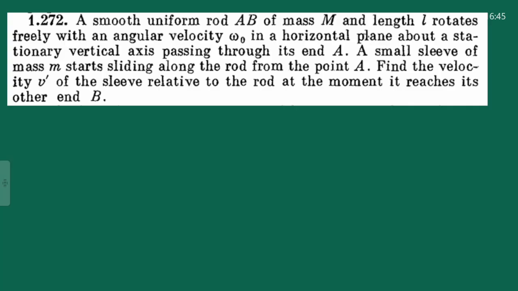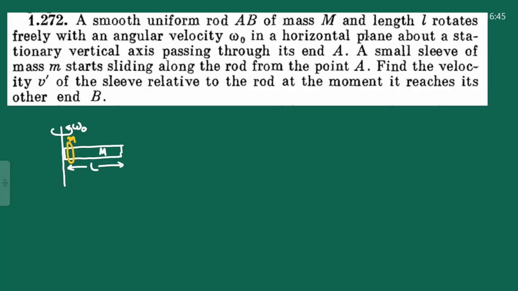Okay. In this question, there is a rod AB out here. The mass of the rod is capital M and the length of the rod is L. And this rod is rotating about this axis with angular velocity omega naught. Now see the twist in the question. In this rod, there is a sleeve out here. Sleeve means ring. The mass of the ring is small m. Now see, as this rod rotates about this axis, what will happen to this ring? This ring will try to slide outward, isn't it?